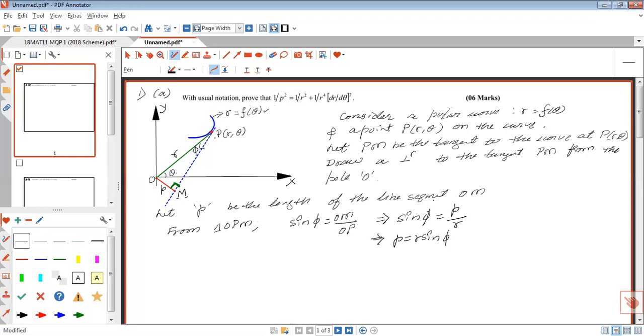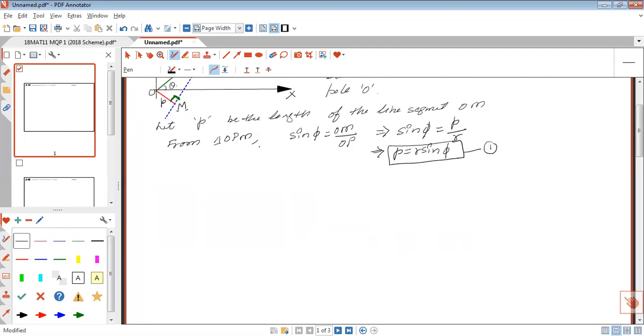Correct. So this is one of the forms of the pedal equation: p equal to r sine phi. I'll denote it as equation number 1. Next, we know that cot phi is equal to 1 by r times dr by d theta. I'll take it as equation number 2.